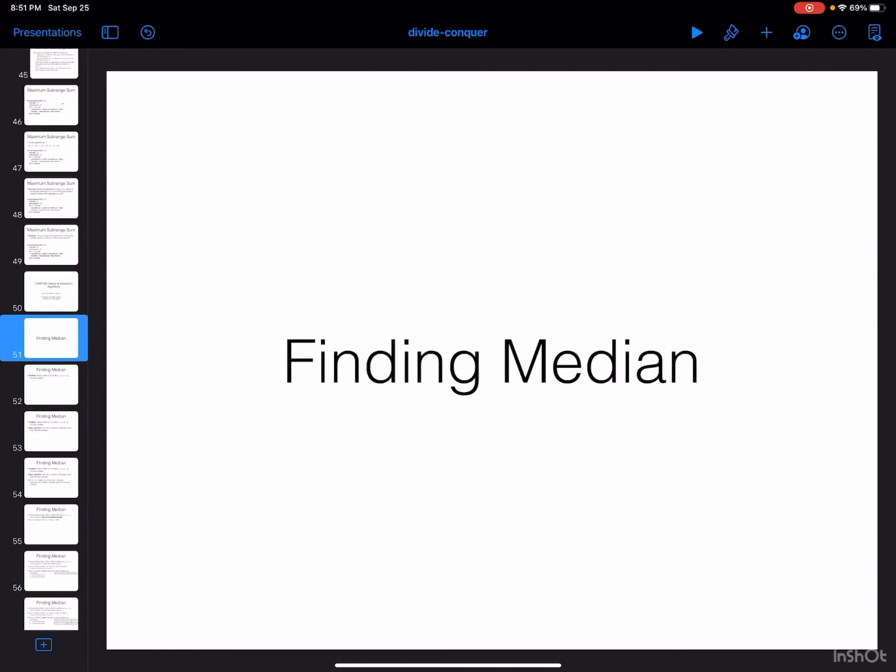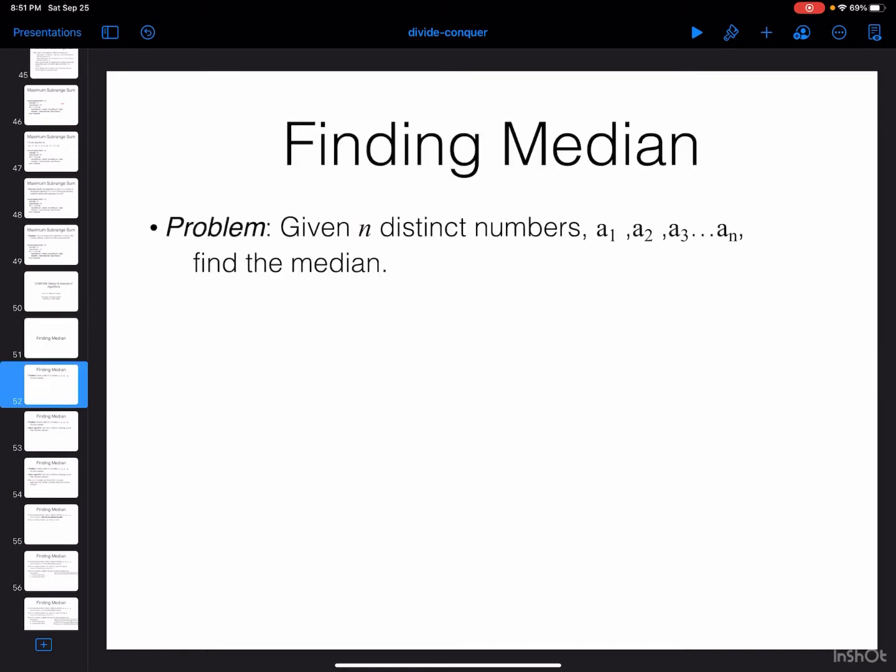In this video, we are going to continue our discussion about the divide and conquer approach and solve another problem using it. This problem is called finding the median. The problem is very simple to explain. You have n distinct numbers, and you are looking for the median among these n numbers. I think the problem is easy to understand. How can we solve this?